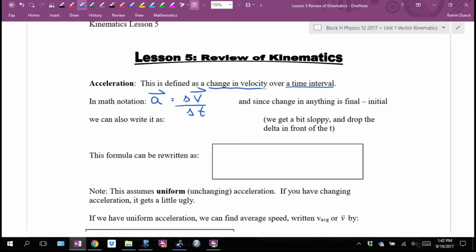Although since change, what is change in anything? Which I happen to write there for those of you who are paying attention. Since change in anything is always final minus initial, we could actually write it as A equals V final minus V initial over T. We get a bit sloppy, Alex, with our delta T because time is always a change in. Over the years, we've just stopped putting the delta in front of the T because it's always, for Pete's sakes, a change in.